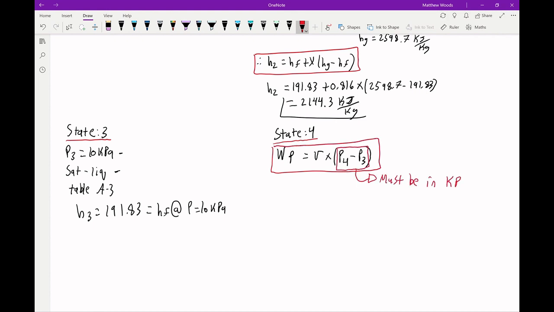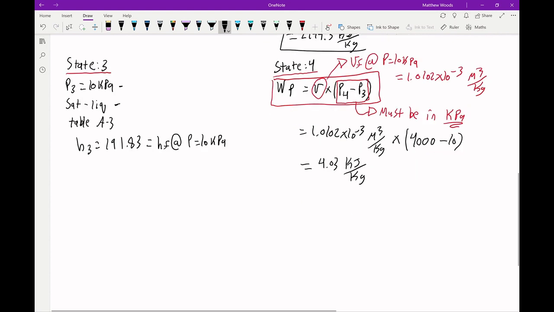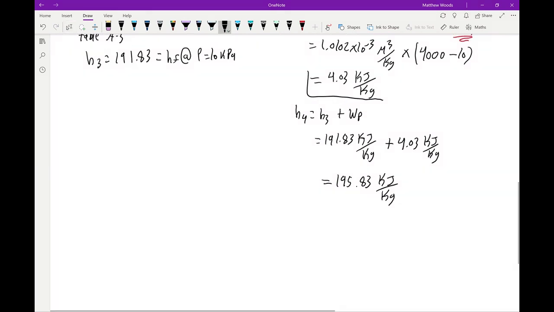We can use the pressure difference, making sure that this is in kPa, it must be in kPa. And then we also take the specific volume at state point 3. We can also obtain this from table A3. And we multiply these together to get the work into the pump. After having this work into the pump value, we can then determine H4 by simply adding it to H3, because this is what has occurred to get to the next state point. Therefore, now we have all the enthalpy values at all of our 4 state points.